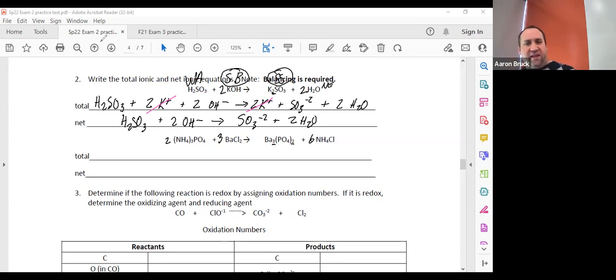Now, we can look at this directly and see we've got no acid or base in this second example. We've got no hydrogens, we've got no hydroxides. All of these are salts. So now we just got to put them into the right categories, soluble or insoluble. Ammonium compounds are always soluble. So the ammonium phosphate is soluble and the ammonium chloride is soluble.